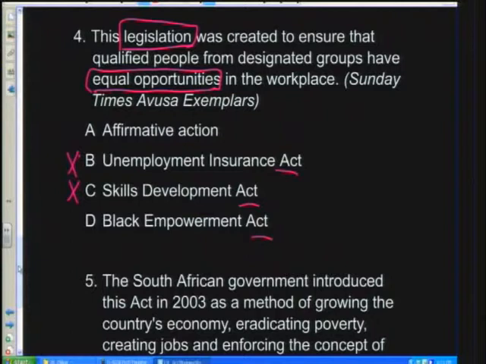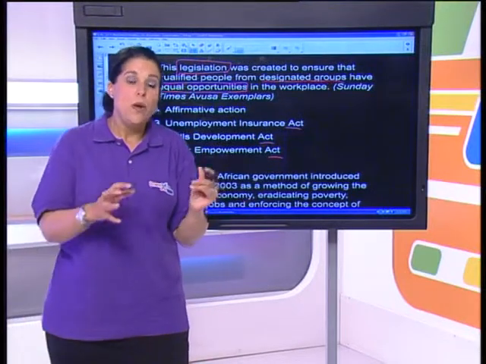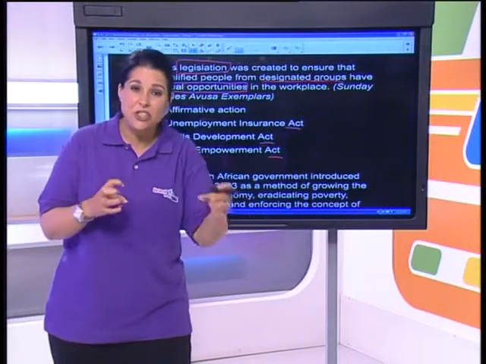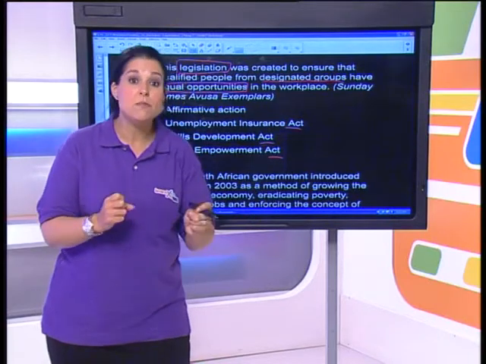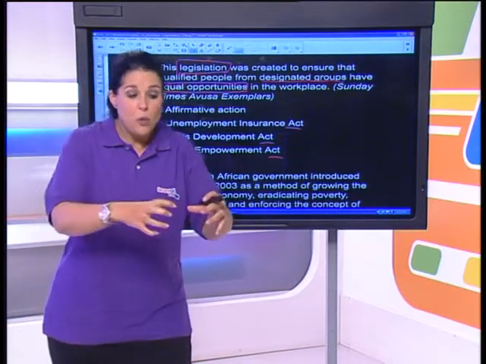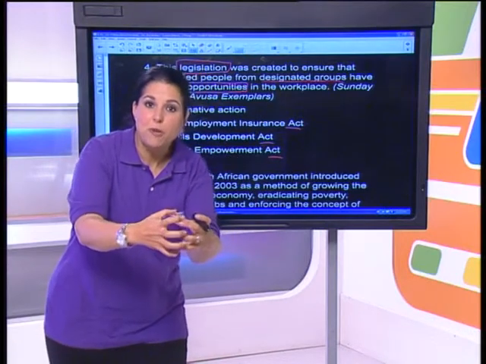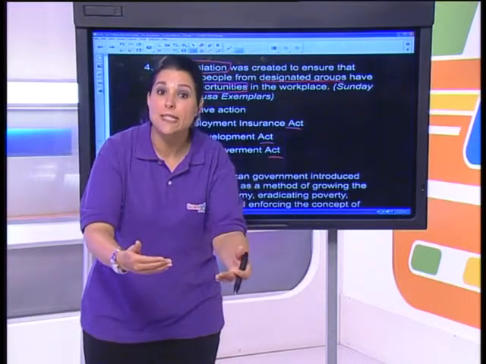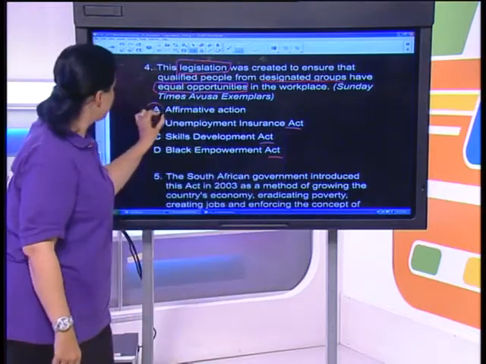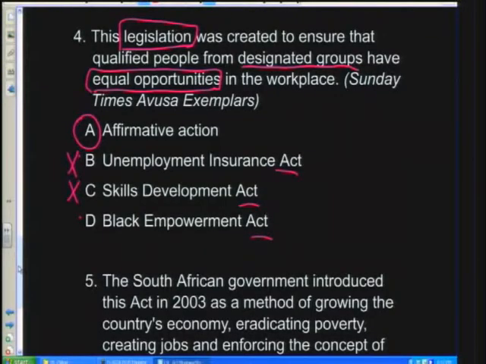The Black Empowerment Act. Equal opportunities. How am I going to choose here between D and A? Remember here, we're talking about designated groups. In other words, affirmative action says we are trying to correct the injustices of the past, meaning apartheid. So we are taking a specific group of people and we're giving them more opportunities. So my answer for this question is A, affirmative action.